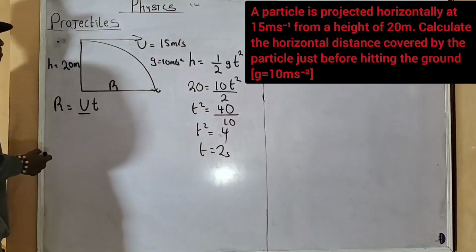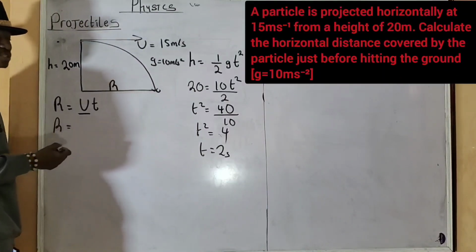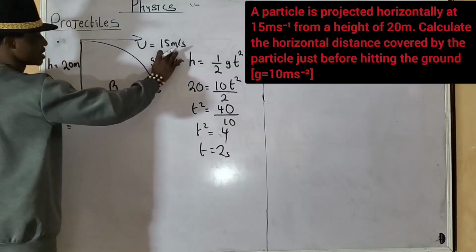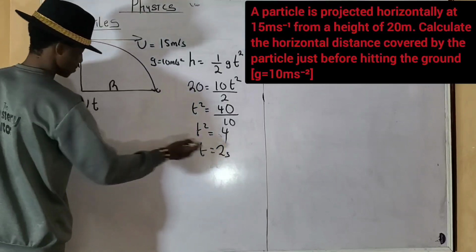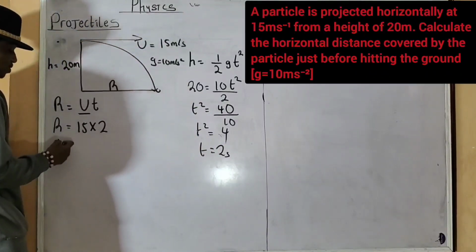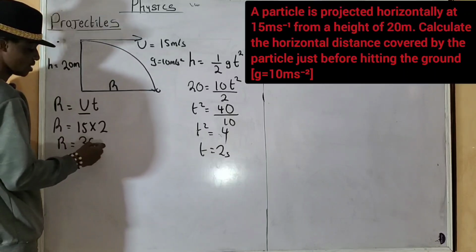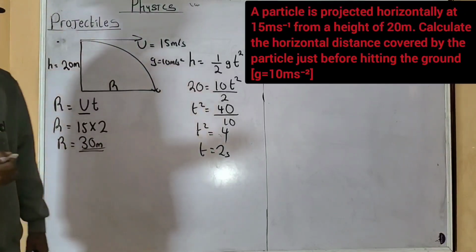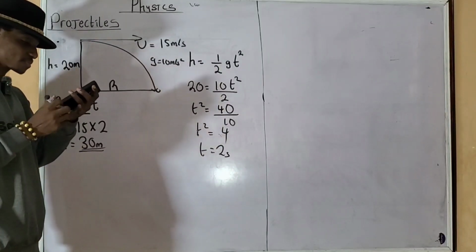Now, having gotten the time, come back to this. The range that we're looking for, which is the horizontal distance, is the product of the initial velocity, which is 15, multiplied by the time. The time is 2, so I'm going to have 2 here. So R is equal to 15 times 2, that is 30. So that is 30 meters, which is the final answer. Do you understand? So let us proceed to the next question.